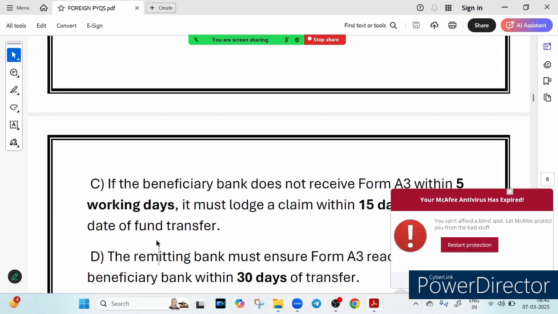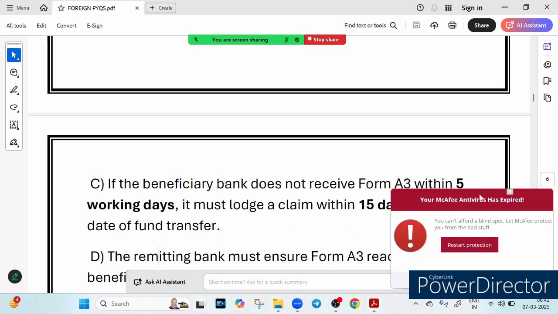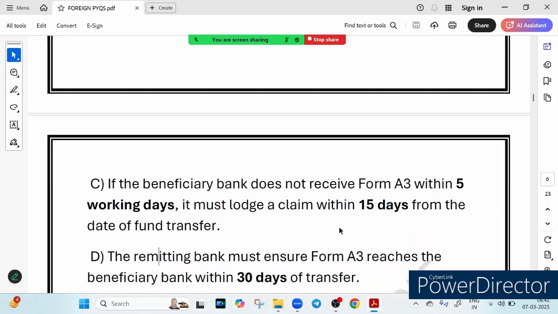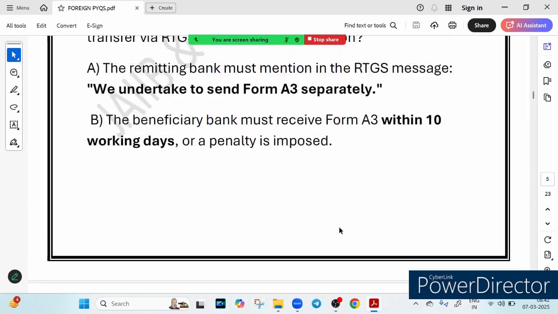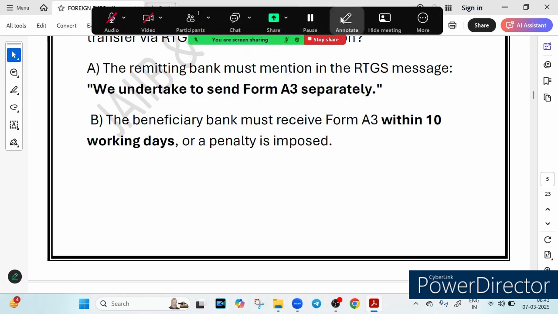Friends, the 4 options have been given. Take a moment to think about this question. Got your answer? Let's break it down. Option A says that the remitting bank must include a remark in the RTGS message, we undertake to send Form A3 separately. This is actually correct as per FEDAI rule, Foreign Exchange Dealers Association of India. This rule is correct, but it is not the most comprehensive answer because it does not address timeline or penalty. That's why this is not the comprehensive answer.